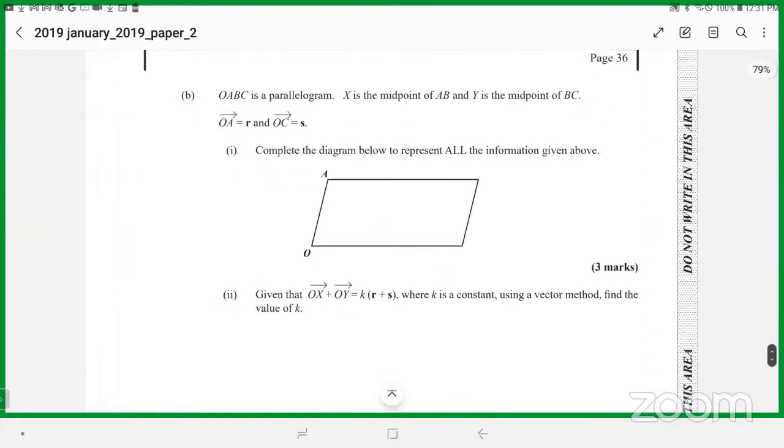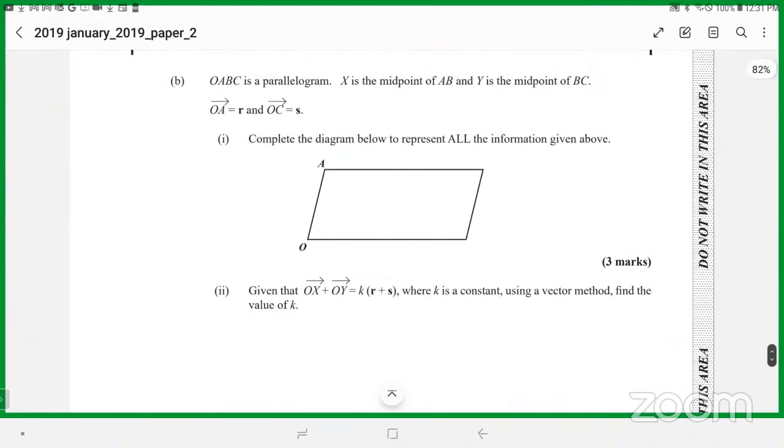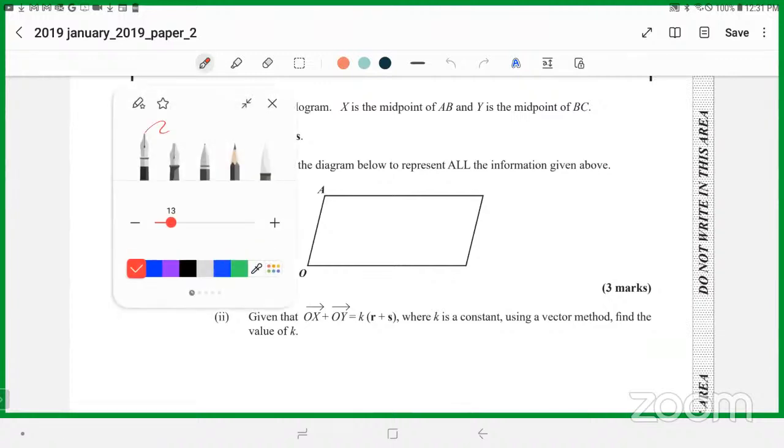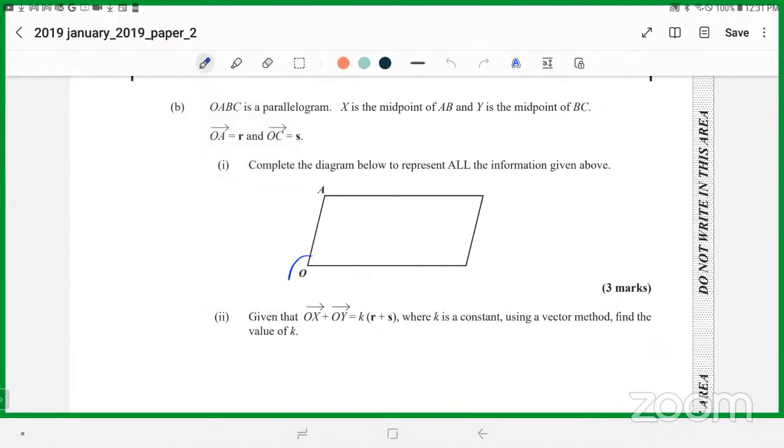Another vectors question here. This time they give us a diagram, but they leave the diagram kind of blank. They start it with O and A for us. It says OABC is a parallelogram. Now watch me. They start with O and A right here, so you have to put B here and C here, because the orientation must remain consistent when you label a diagram.